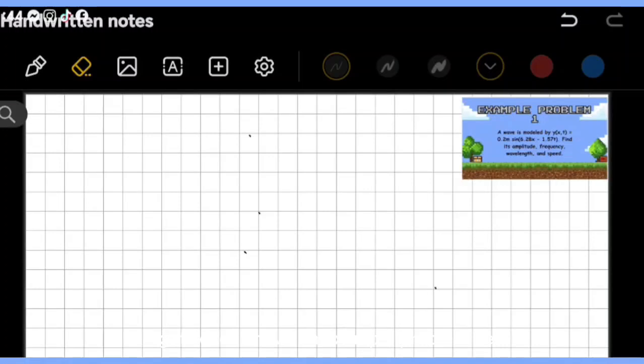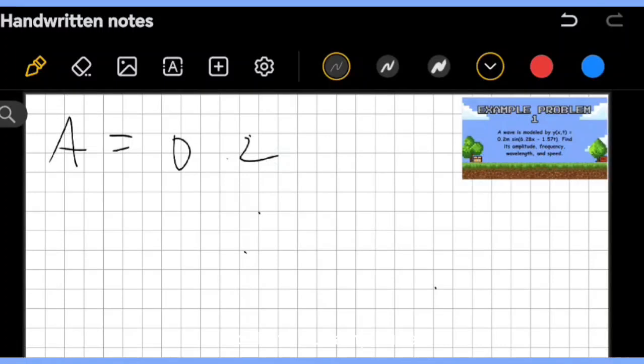Alright, so let's have an example problem here. For example problem number 1, we have a wave modeled by y of x and t equal to 0.2 m sine of 6.28x minus 1.57t. Now, we're tasked to find its amplitude, frequency, wavelength, and speed. First, find the amplitude. It's already given in the equation, which is 0.2. So that's our amplitude.